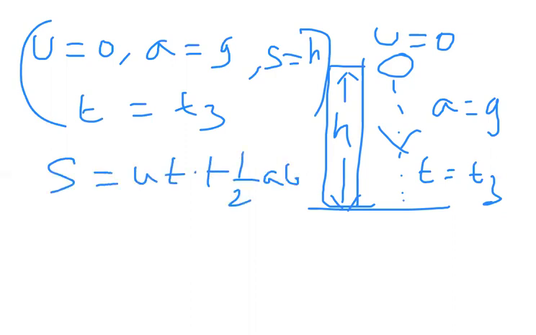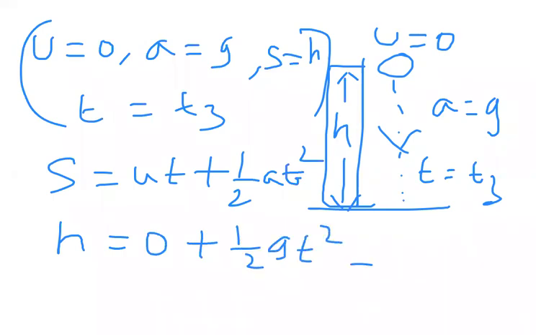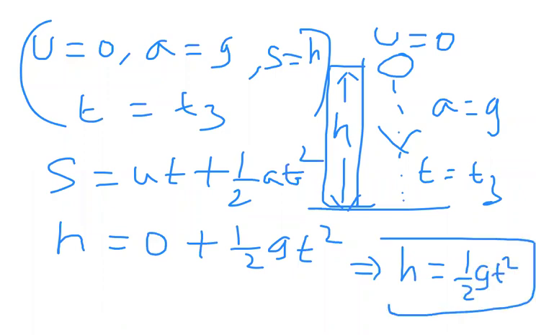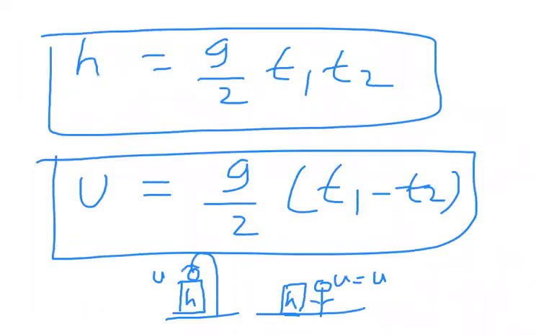Here what we can write in this formula: s = ut + ½gt², with u = 0. From this formula, I can write for freely falling h = ½gt². We know very well about this one. So here we got h = ½gt². In the previous case, we got h = (g/2)t1t2. In all the three cases, h is the same.